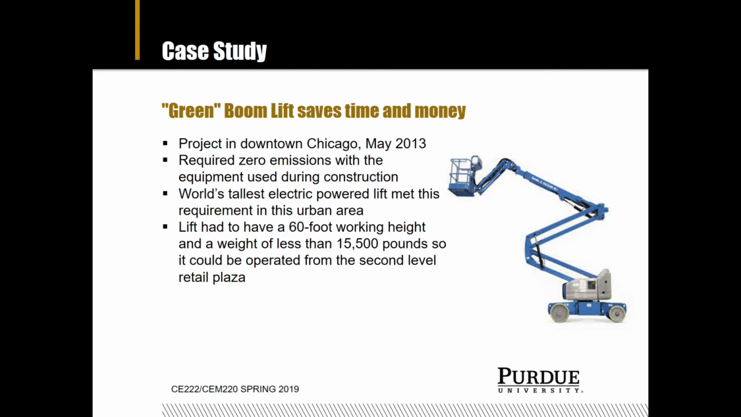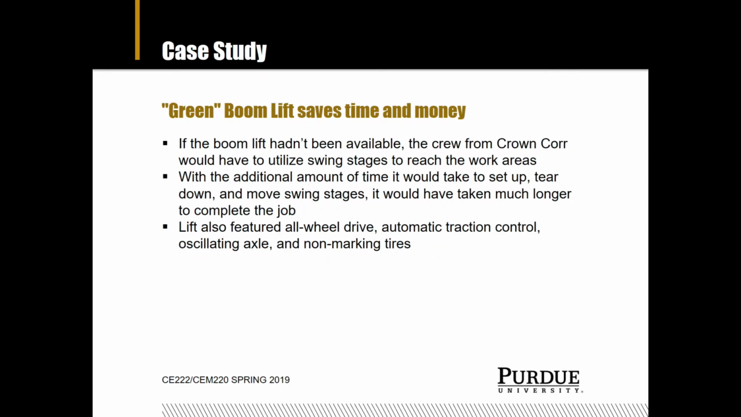The lift had to have a 60-foot working height and a weight less than 500 pounds, so that it could be operated from the second level of a retail plaza. If the boom lift hadn't been available, the crew from the Crown Corps would have had to utilize swing stages to reach these work areas, which would have been very difficult. With the additional amount of time it would take to set up, tear down, and move the swing stages, it would have taken much longer to complete the job, incurring possible greater expenses. The lift also featured all-wheel drive, automatic traction control, oscillating axle, and non-marking tires to aid in the process.